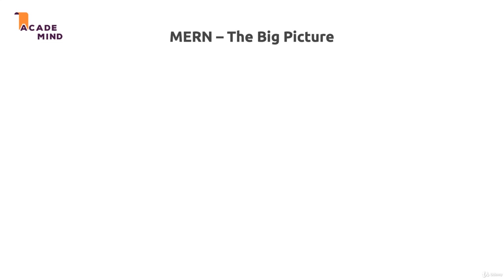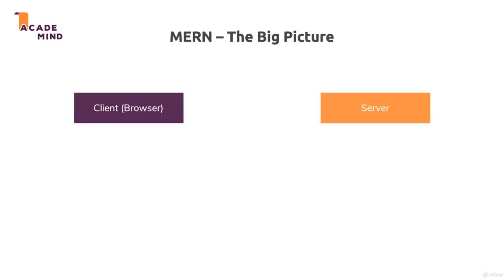So we learned about the individual technologies. What's the big picture then? How do these things work together? Now we can differentiate between the frontend and the backend if we want to, or client and server. What happens on the client is our frontend. What happens on the server side is our backend.